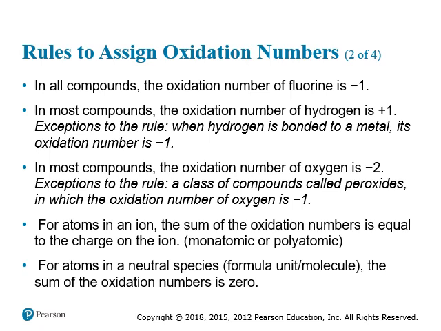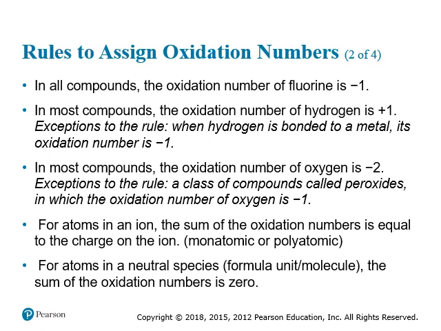Now, there are a lot of elements that haven't been addressed yet, and they're not going to be addressed directly. But these last two rules kind of encompass all substances. It says for atoms in an ion, the sum of the oxidation numbers is equal to the charge on the ion. And that's whether it's a monatomic ion or a polyatomic ion. And we'll talk more about that in just a moment.